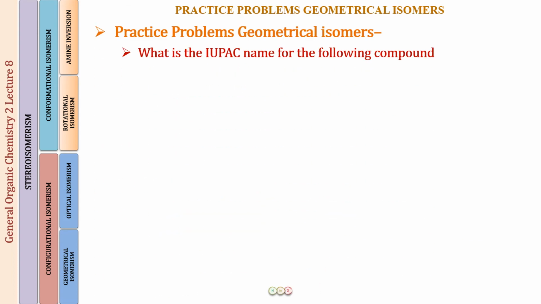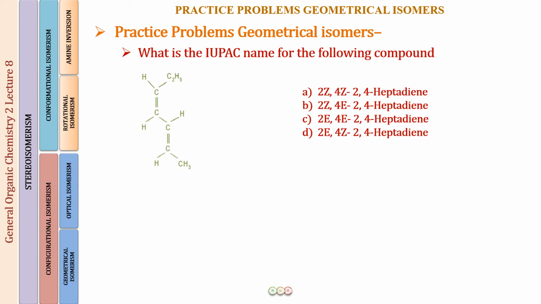Well, doing a structure on 2,4-heptadiene gave me a reminder that we have to see one more type of question. The question is, what is the IUPAC name for the following compound? So this is 2,4-heptadiene, but the choices given to you now are these. This means what? This is 2Z,4Z-2,4-heptadiene, 2Z,4E, 2E,4E, and 2E,4Z.